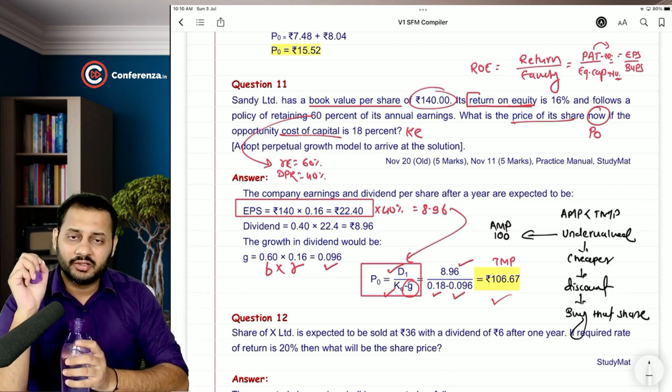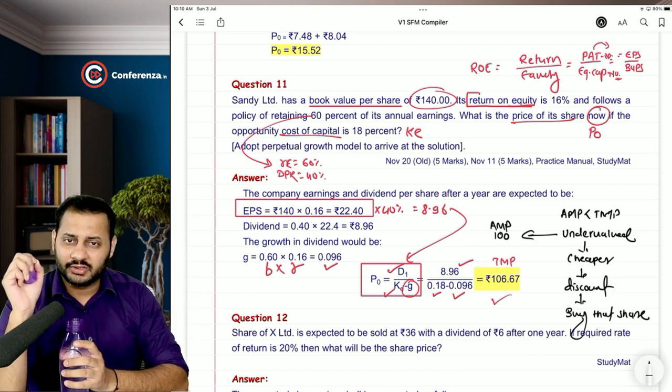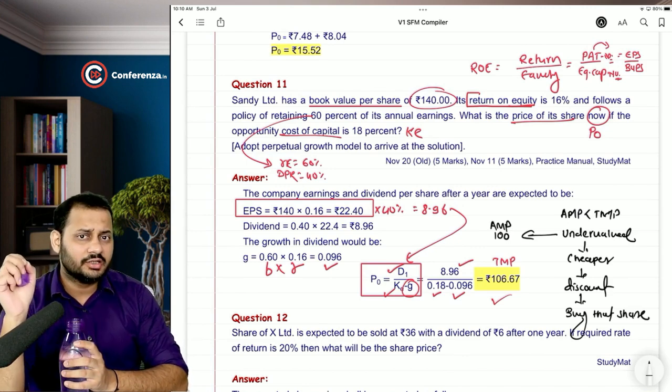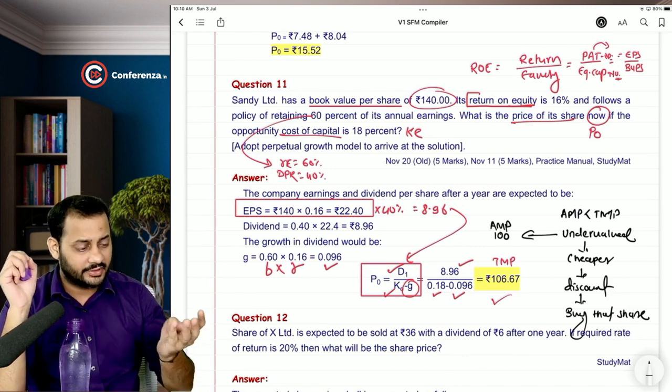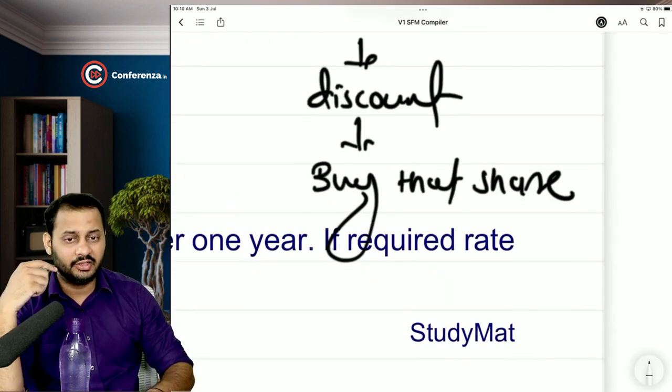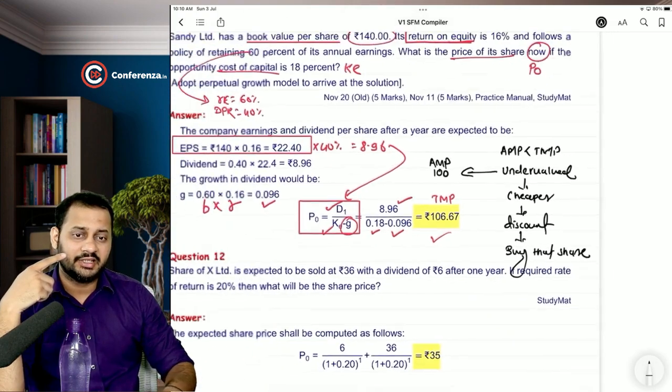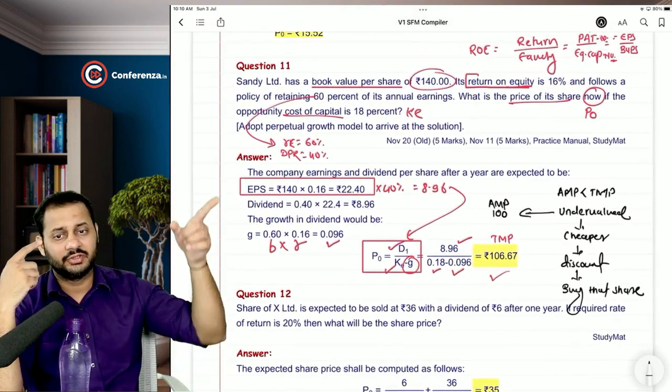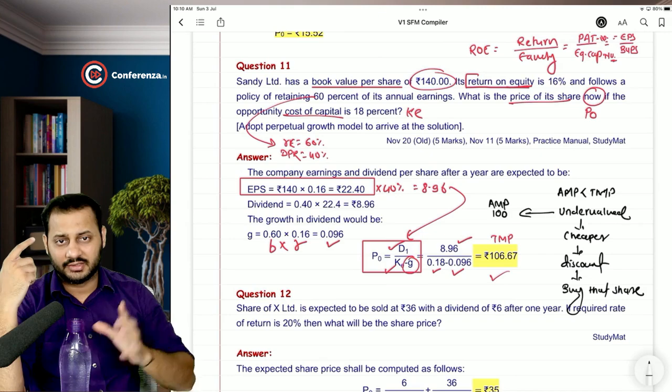Ultimately, you are the investor and you want to grow your business or your wealth, and for that purpose you need to decide when to buy, when to sell. So that is the ultimate action: buy that share or sell that share, and for that purpose you are doing all this exercise.